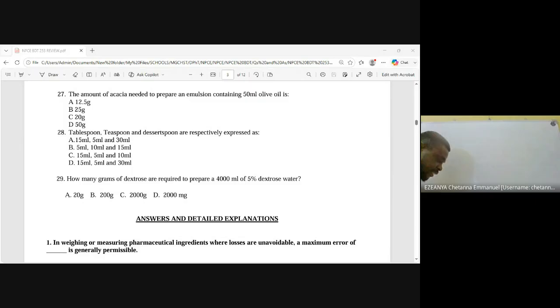The next question says, how many 300 milligram capsules of rifampicin would be produced from a 6-gram rifampicin bulk powder?